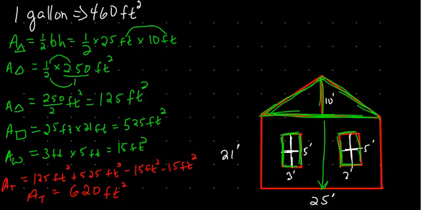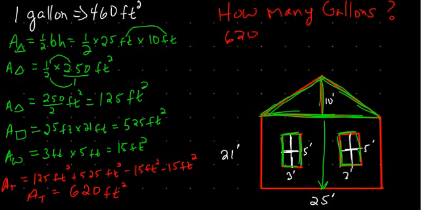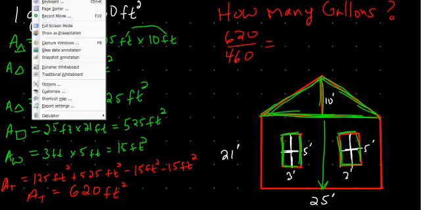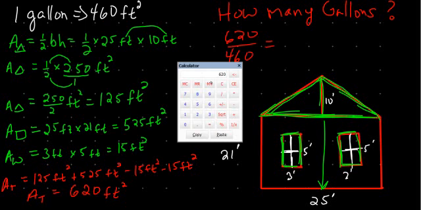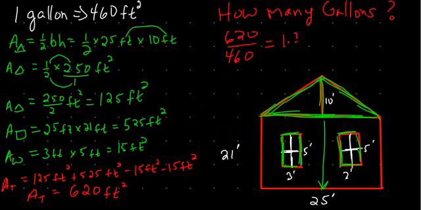Okay, so we want to figure out how many gallons of paint we need. Let's do that right here. How many gallons? So we're going to take our total area, 620 square feet, and divide by 1 gallon covers 460 feet, and that's going to give me the total number of gallons that I need. It's clearly going to be 1 point something. So let me clear everything out. 620 divided by 460 equals, let's say 1.35. So 1.35 gallons.